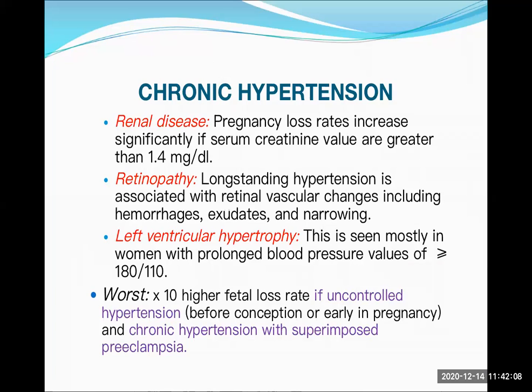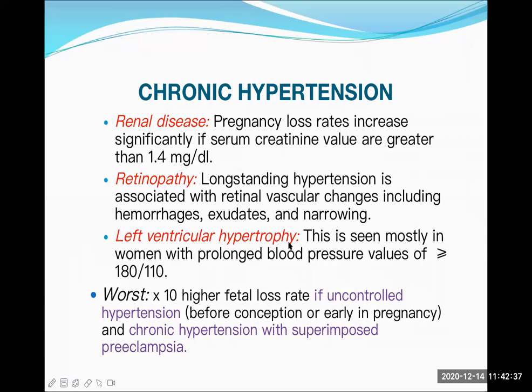Now, because of long-standing or prolonged or chronic hypertension, there is retinopathy. That means there is hemorrhage, there is exudate. Exudate means leaking of protein-rich fluid outside, and there is narrowing of the blood vessels, meaning they are undergoing spasm, and because of all these complications, the vision itself is narrowed.